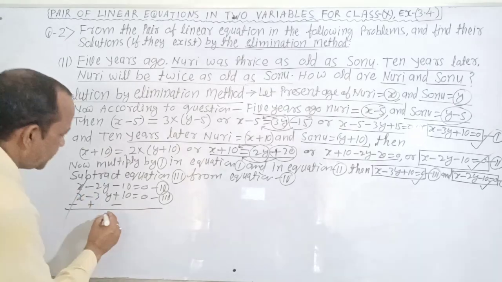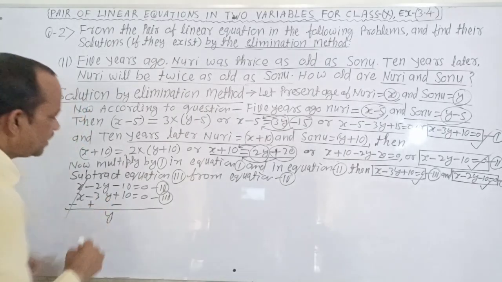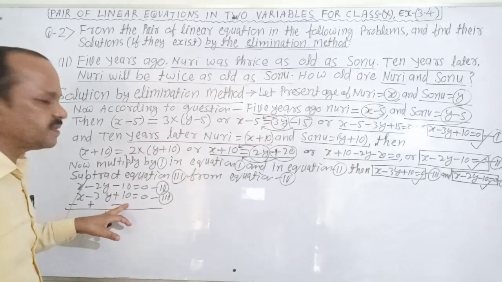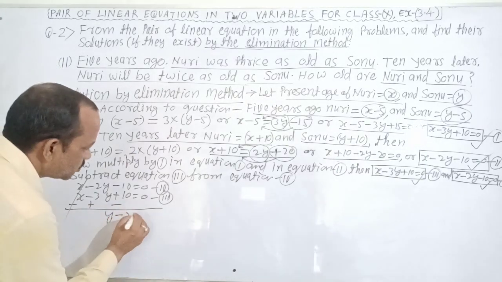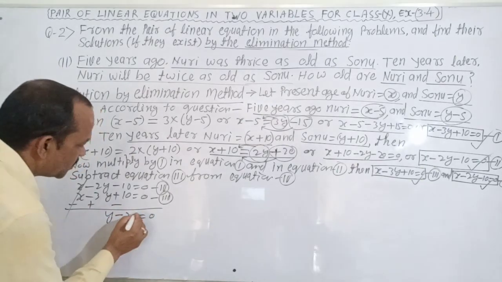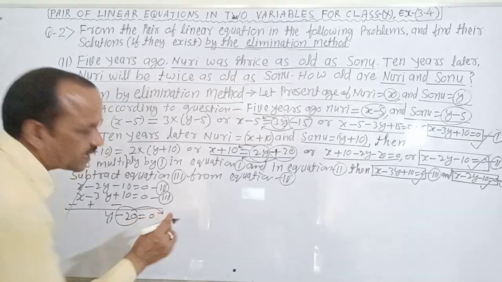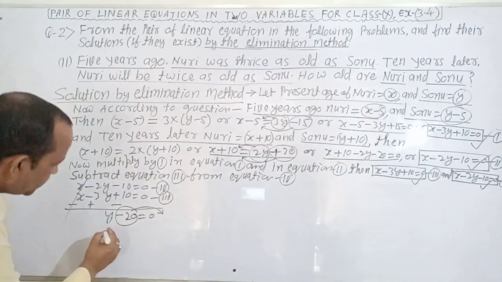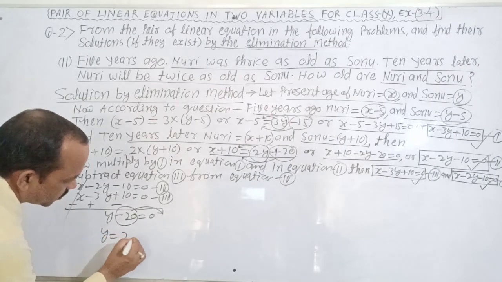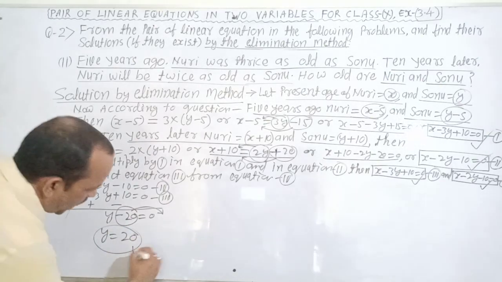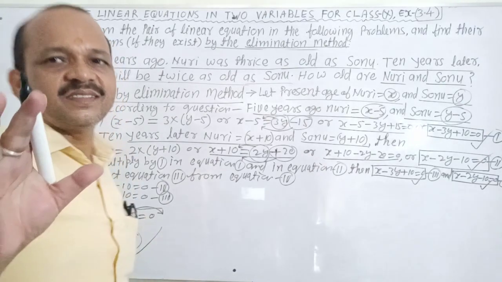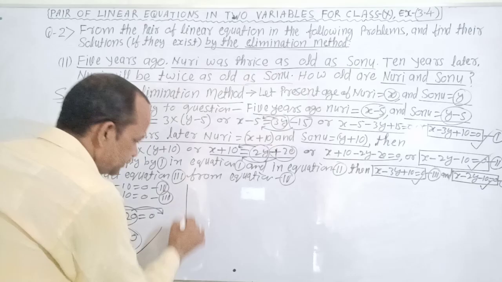Here minus 2y, here plus 3y. You subtract it, it becomes y. Here minus 10, here minus 10. It becomes minus 20 equal to 0. You can write minus 20 on the right side of equal. It becomes y equal to 20. You find y equal to 20. Clear?